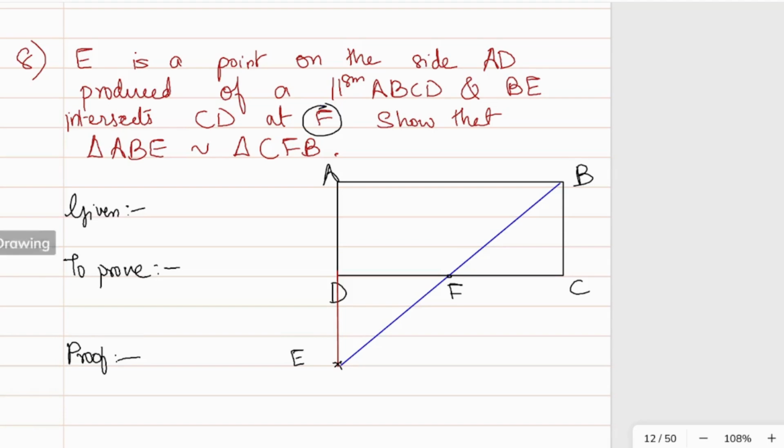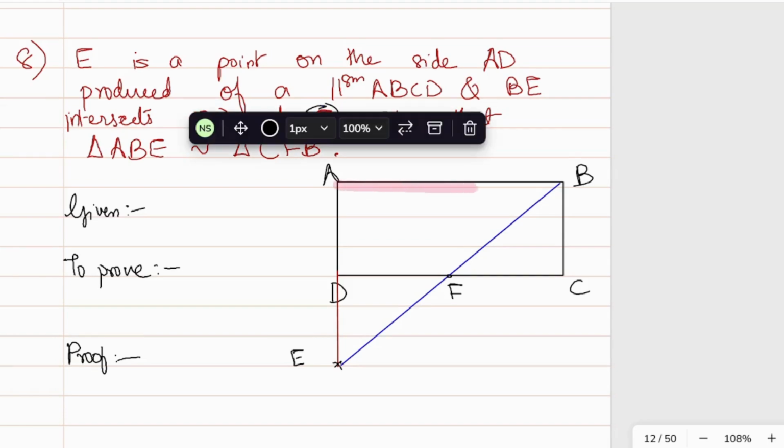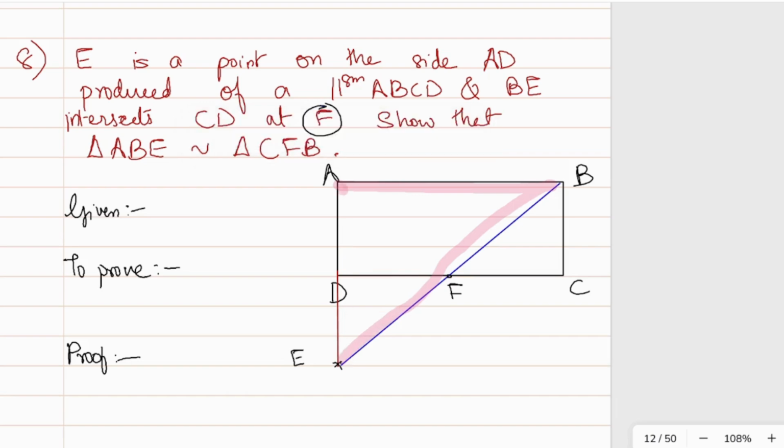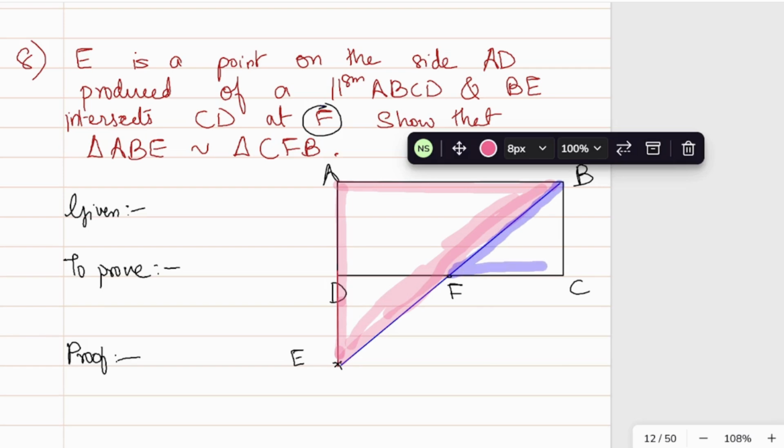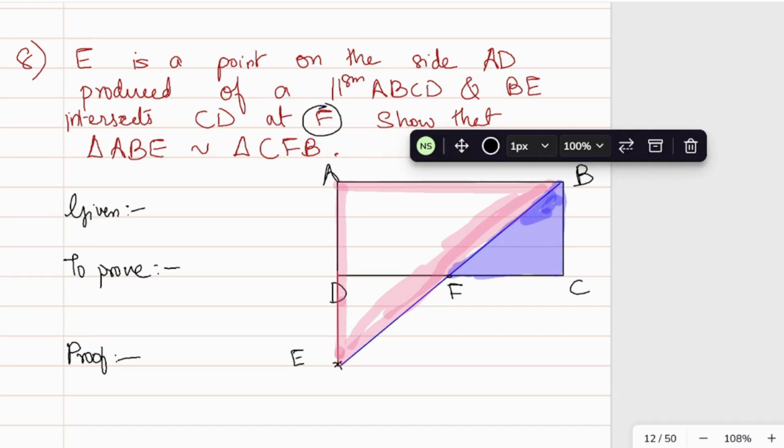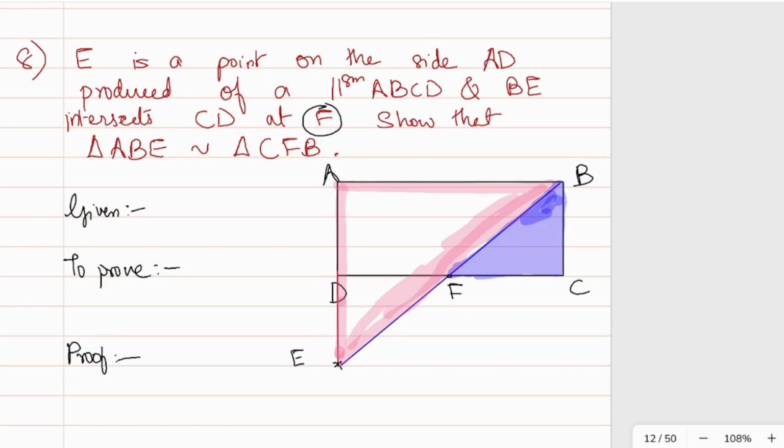We have to show that triangle ABE, that is this triangle, right? This ABE is similar to what? ABE is similar to CFB. That is which triangle? Let this triangle be this one. CFB means this one, right? They are asking us to show that these two triangles are what? Similar. Clear?